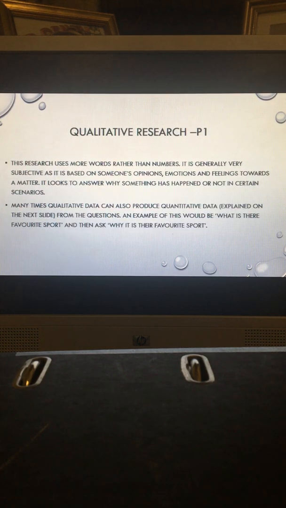Qualitative research. This research uses words instead of a numeric approach. It is generally subjective as it looks at a person's opinion, emotions and feelings towards a topic matter. Qualitative data can be turned into quantitative data from the answers to the questions. On the screen there is an example of this. A question like, what is your favourite sport and why? With the first half of the question having the capability to be turned to quantitative data. This data is explained on the next slide.